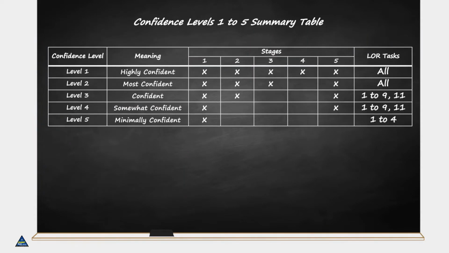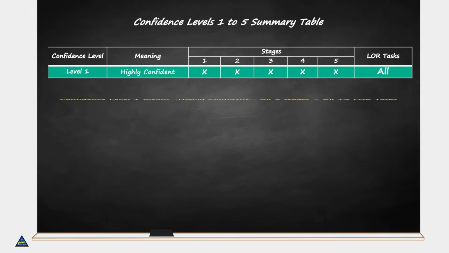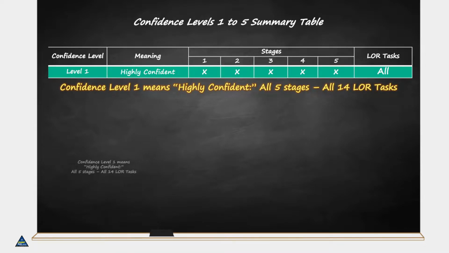At this point, it's quiz time, and I'm going to ask you some questions regarding confidence level and LORE tasks, and let's see how you would respond. Confidence level 1, meaning highly confident. That means all 5 stages, all 14 LORE, very rigorous. Are there any projects involving AI that you feel need this level of rigor? Could you afford it? Do you have the schedule? Do you have the manpower? These are all the things you need to think about before you even begin to work a project like this.